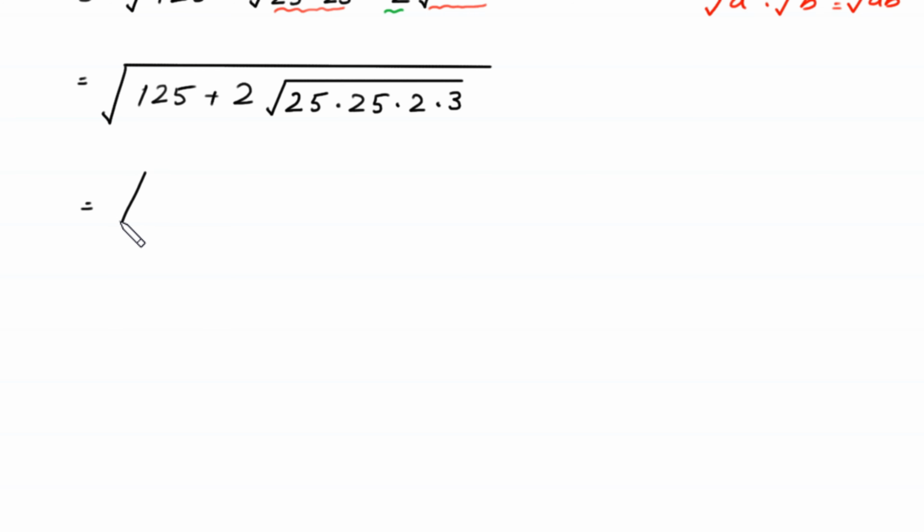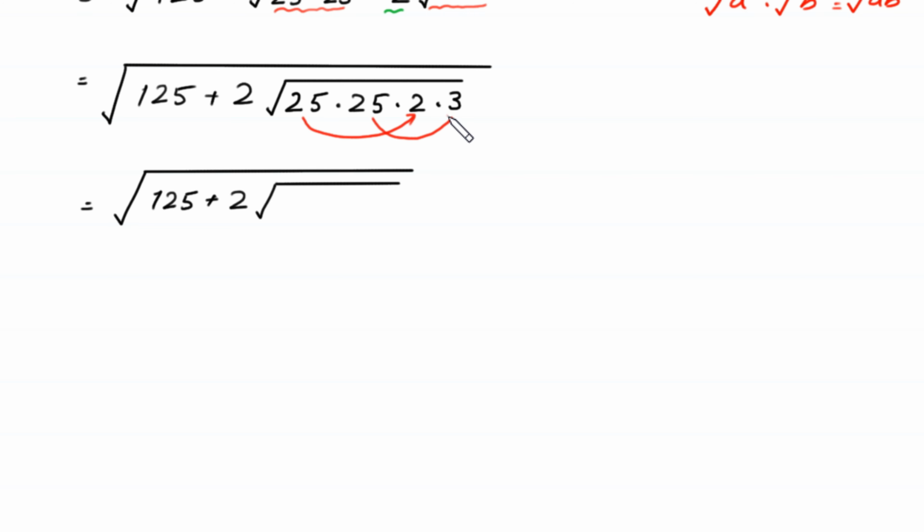Next, square root of 125 plus 2 times square root of. Now we multiply this 25 by this 2 and we multiply this 25 by this 3. So 25 times 2 is 50, and 25 times 3 is 75.